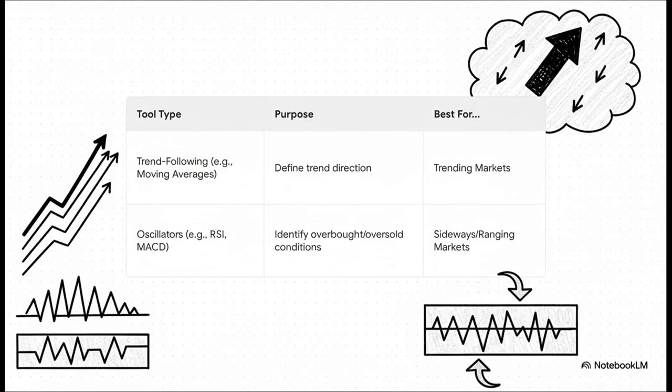Now, this is a huge point that Murphy makes. There's no single magic indicator that works all the time. It's all about using the right tool for the job. You wouldn't use a hammer to saw a piece of wood, right? Same idea here. If the market is trending strongly, you use trend-following tools, like moving averages, to help you ride that wave. But if the market is just chopping around sideways, you'd switch to something called an oscillator, like the RSI, to help you spot when it's getting overbought or oversold within that range.